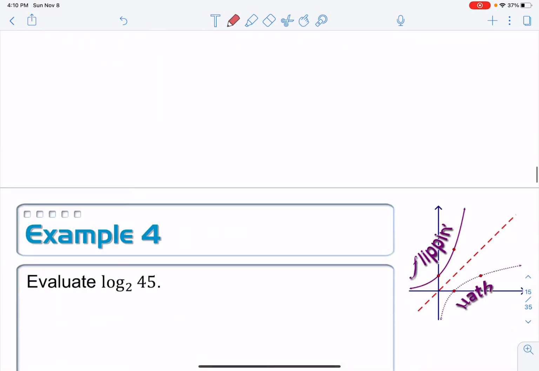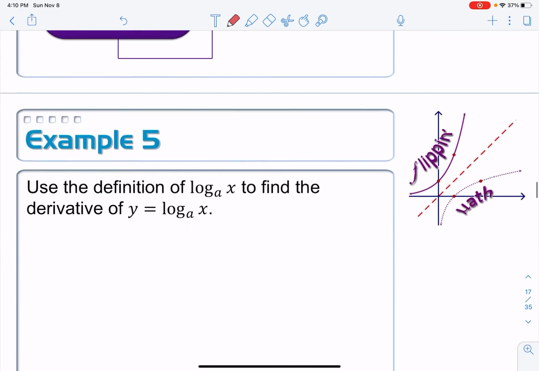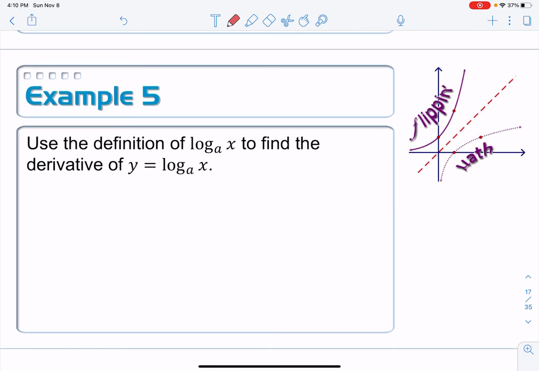So in order to do that, though, I have to use that little definition. I'm going to change this base. I'm going to rewrite this like this: y is equal to the natural log of x divided by the natural log of a. And just so that it's clear, the natural log of a is just a number. It is not a variable. I'm going to rewrite it as 1 over the natural log of a. It's just a constant that I'm multiplying times the natural log of x.